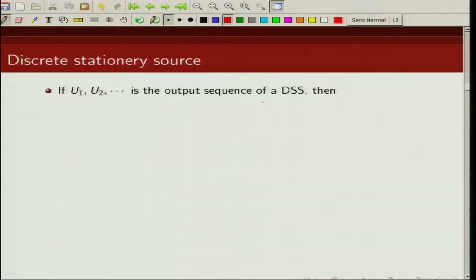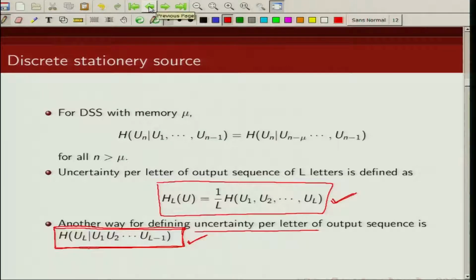Next we are going to prove some properties of the sequence which comes out of a discrete stationary source. If U1, U2, ..., UN is the output of a discrete stationary source, then the following relation holds: the uncertainty in U_L given U1, U2, ..., U_{L-1} is less than or equal to this quantity, the uncertainty per letter, which is defined in this particular way.